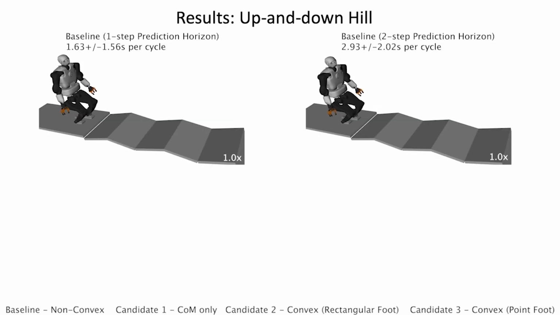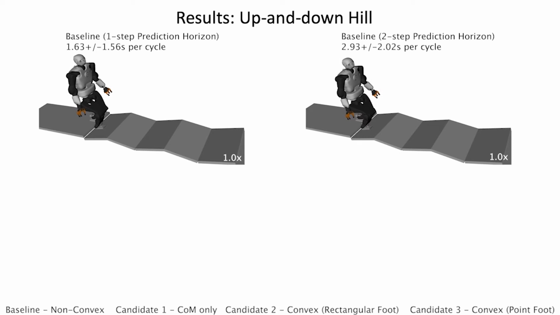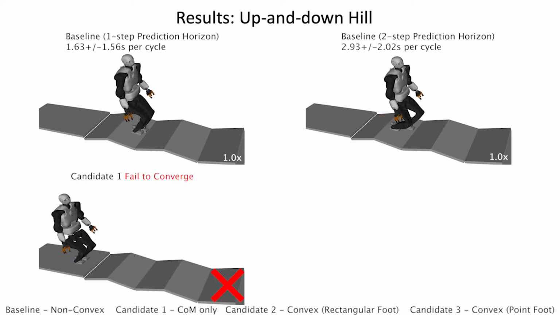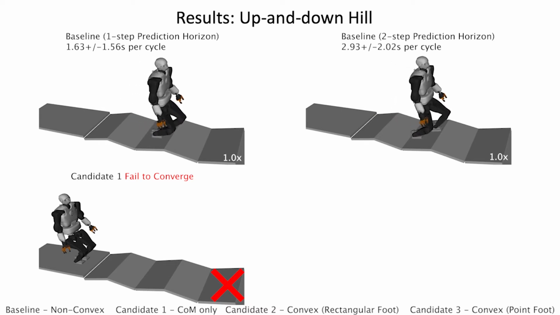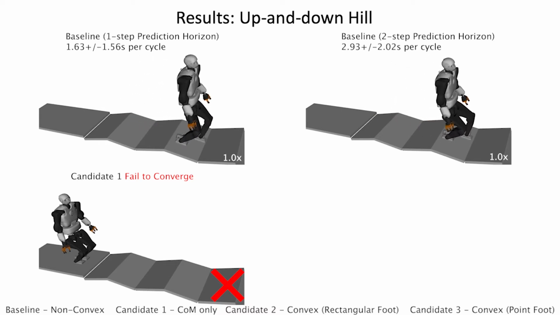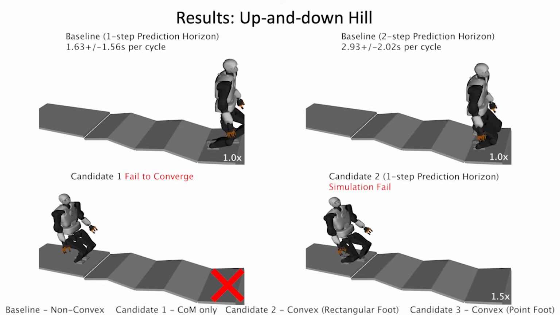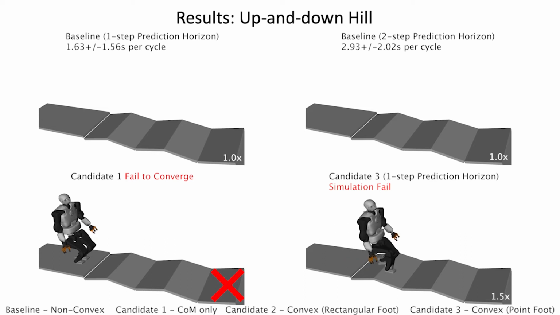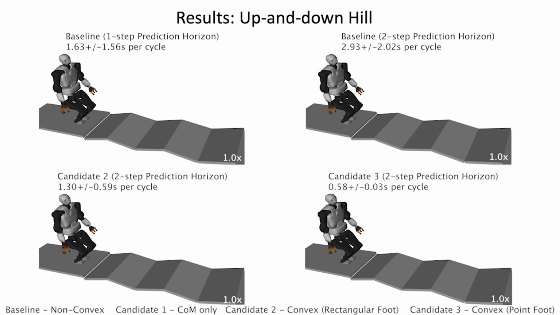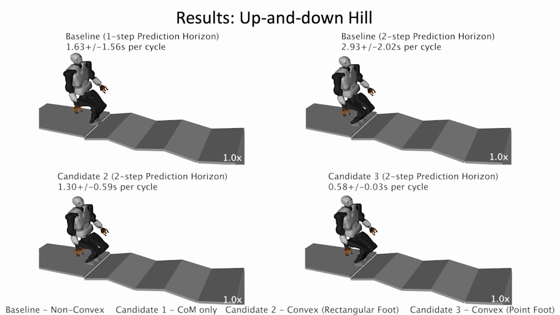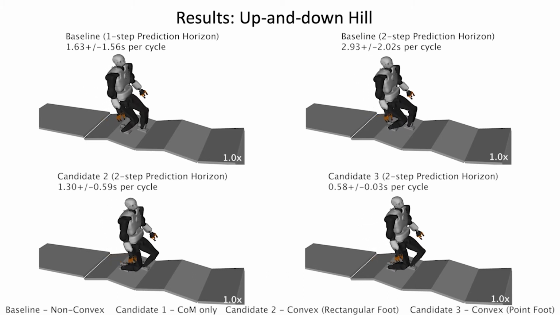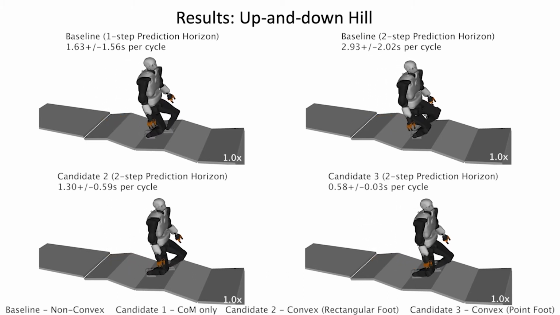For the up and downhill scenario, the baseline can generate trackable trajectories at the expense of large computation time. Candidate 1 fails to converge after a few planning cycles, no matter how many look-ahead steps are included in the prediction horizon. For candidate 2 and 3, the trajectories generated with one step look-ahead in the prediction horizon tend to exhibit jerky movements in our simulation, which causes tracking failures. However, candidate 2 and 3 can successfully generate trackable trajectories with 2 steps look-ahead or more in the prediction horizon, while having smaller computation time than the baseline.